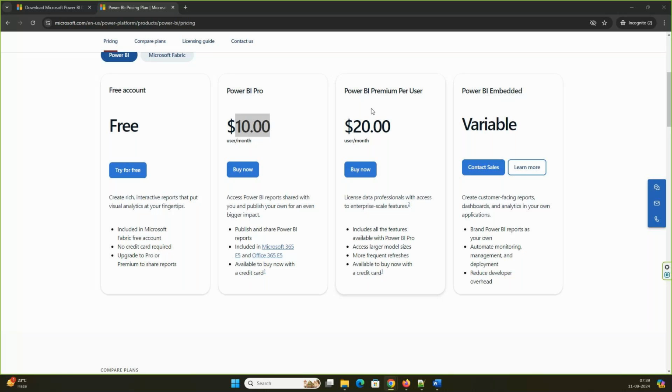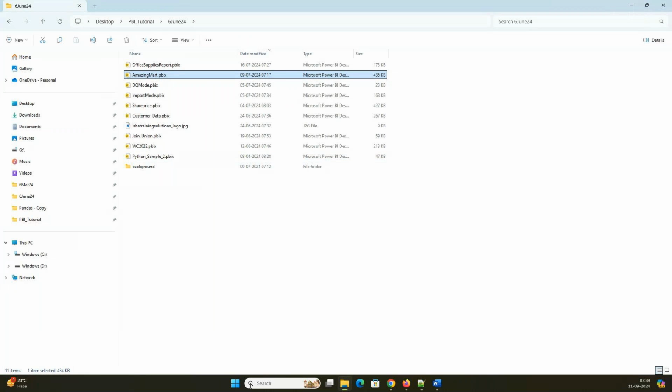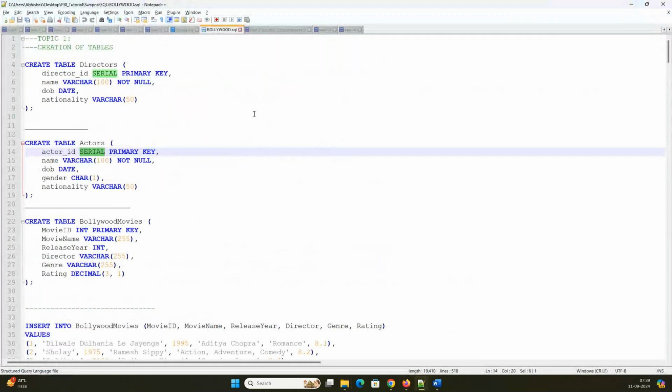Now, there are a lot of other things, but keeping time in constraint because I have only 20 minutes left, I have to show SQL and Python also. So now, as I told you, we will be learning everything using pgAdmin. That is again a free software, PostgreSQL.